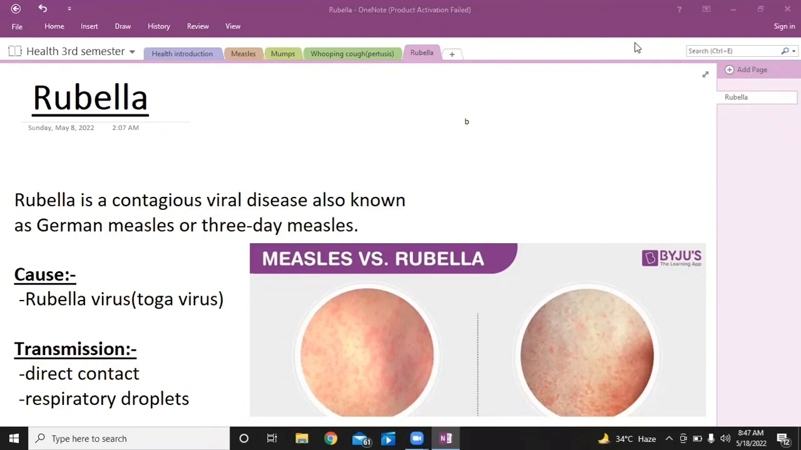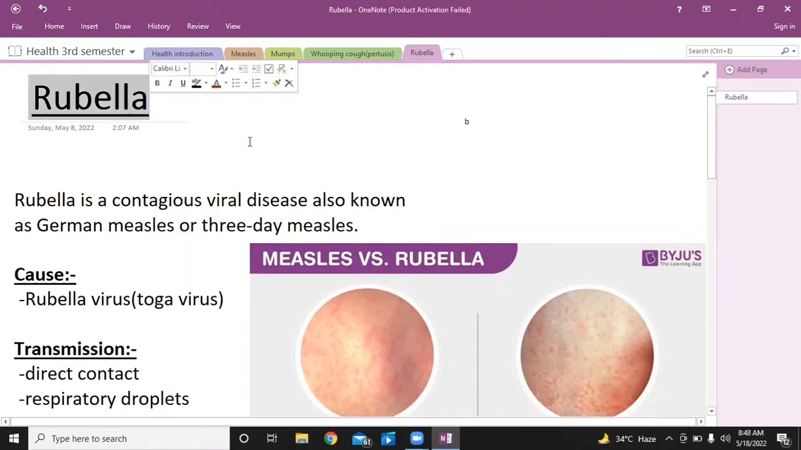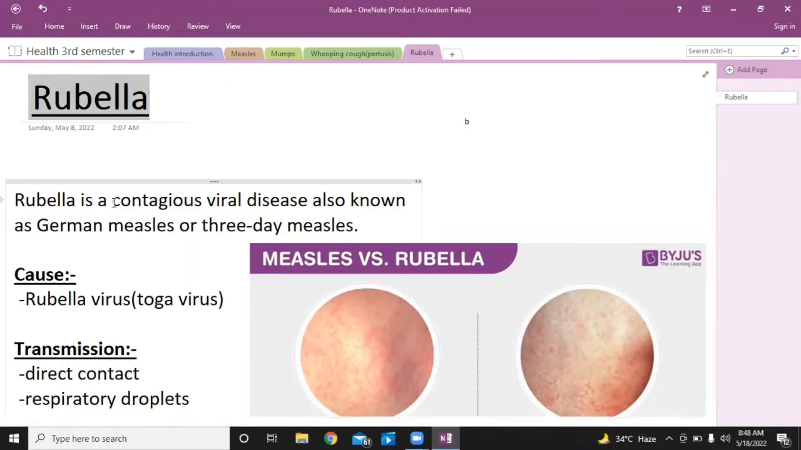Today we are going to discuss another disease, that is rubella disease. Rubella is an infectious disease which is caused by a virus, and it is a disease of mild acute fever and rashes. It mostly affects children, or we can say infants.